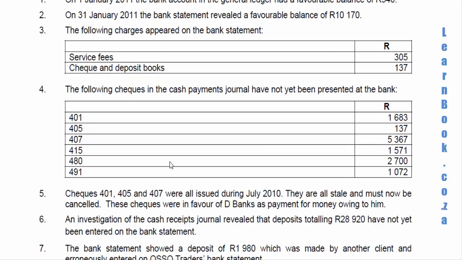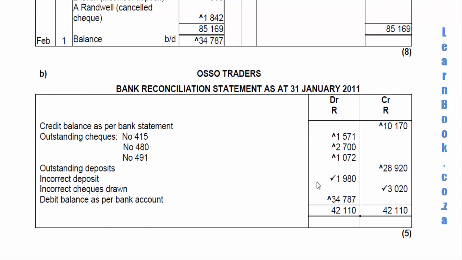We also see the three checks of 415, 480, and 491. These checks have been written out by the bookkeeper but have not been cashed as yet by the clients. So we have got to put them on the waiting list, which is the bank reconciliation statement. Here we see the three check amounts on the debit side, which is the payment side. These are the checks that we are waiting to come off our bank to reflect in our bank statement.